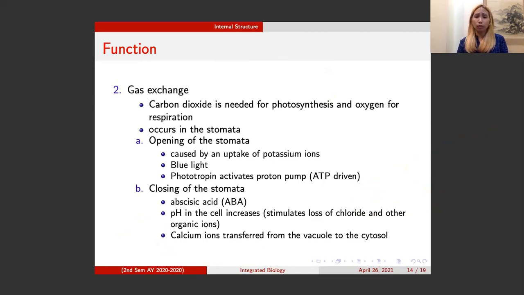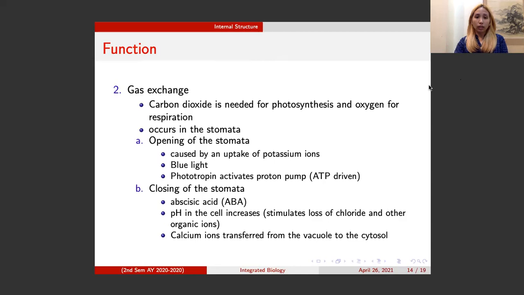Of course, when the stomates close, there is no gas exchange. When the stomates open, there is gas exchange. Okay. And normally, photosynthesis starts to happen at daytime, right? And this is also when CO2, carbon dioxide, is taken in by the plant. That is why the opening of the stomates normally also requires blue light.